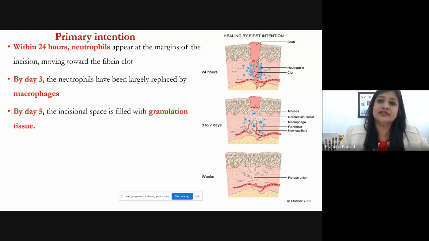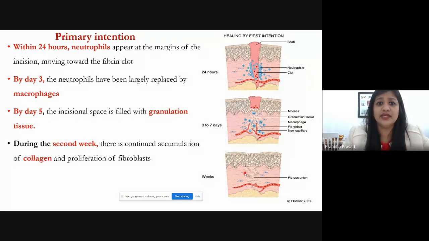You can see that this clot is disappearing, and it is being replaced by fibroblasts, which are laying down the collagen. There are a lot of blood vessels, okay? So this is nothing but the granulation tissue. Fibers, fibroblasts, blood vessels, inflammatory cells, all this together are called as a granulation tissue. Okay, so that happens by day 5.